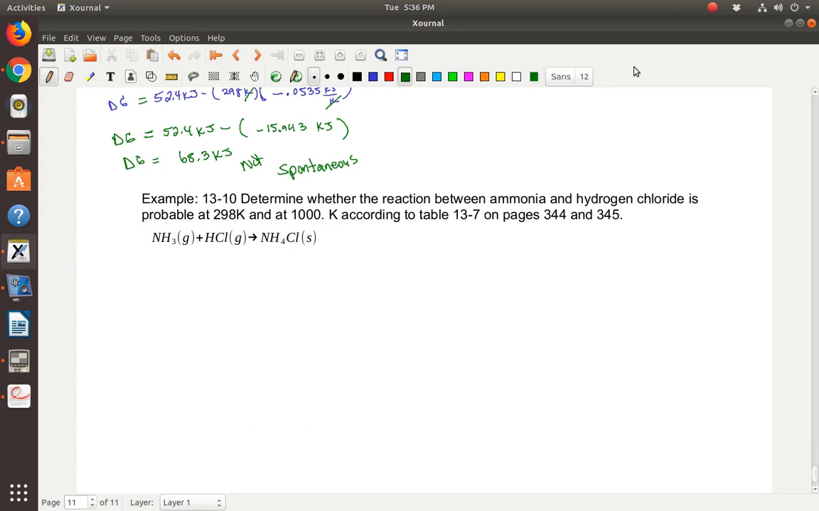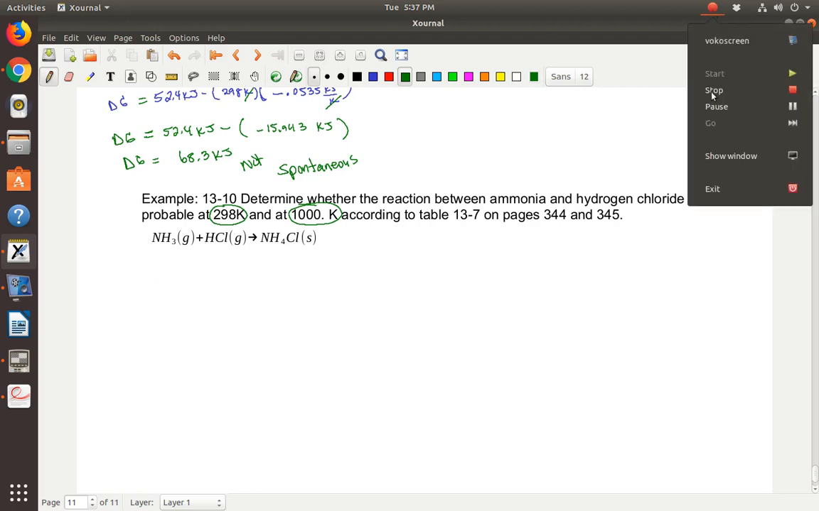Determine whether this reaction between ammonia and hydrogen chloride is probable at 298 kelvins and at 1,000. So basically we want to know, looking at these two temperatures, which one is going to work. That's what we're trying to figure out. Is it probable? So we're going to calculate the delta G. And so first I'm going to go and look up all the values. I'm going to go ahead and do that for you, and come back and put them on there.